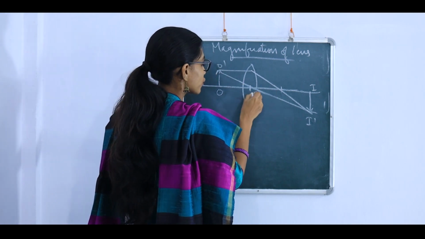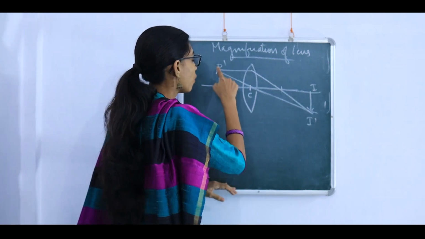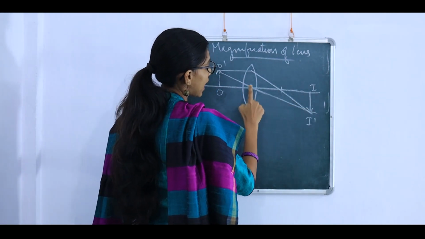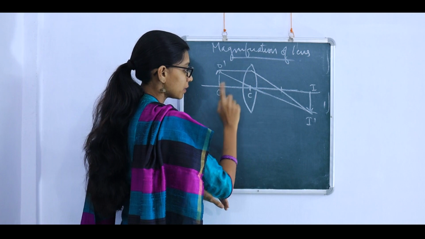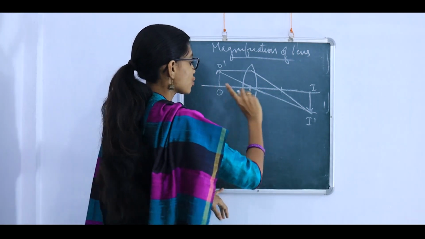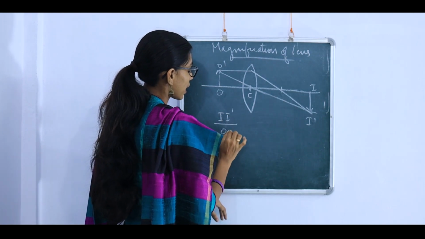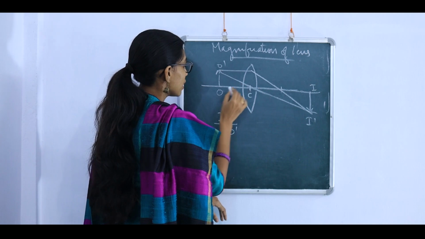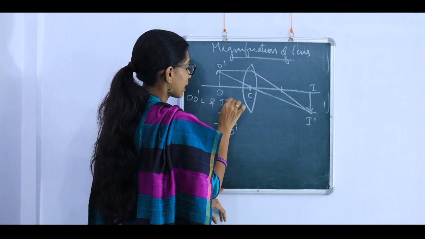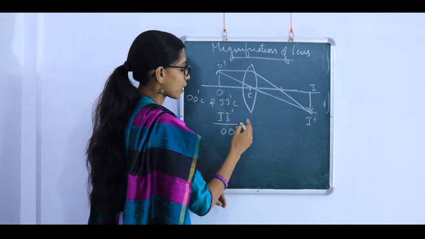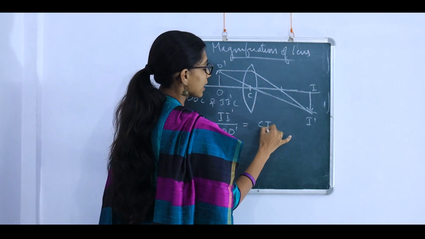Okay, this is the center of curvature, I take it as C. Now we will consider two triangles, O dash C and I dash C. When you consider both of them, what do you get? They are similar triangles, so you can compare the sides. We will write I dash divided by O dash. So we have considered triangles O dash C and I dash C. So I dash by O dash can be written as CI divided by OC.